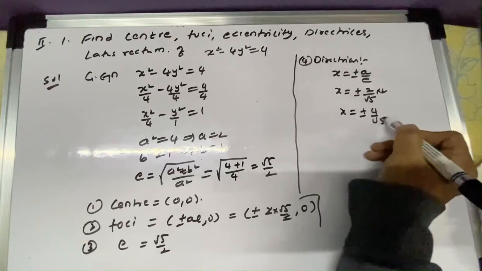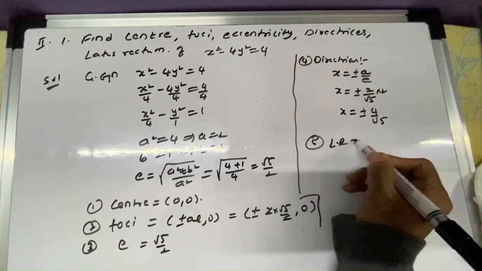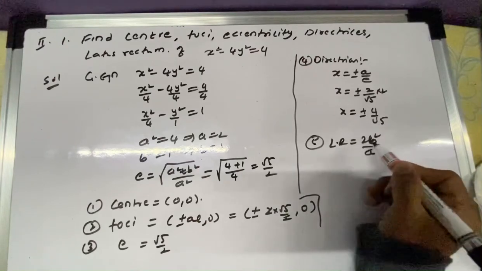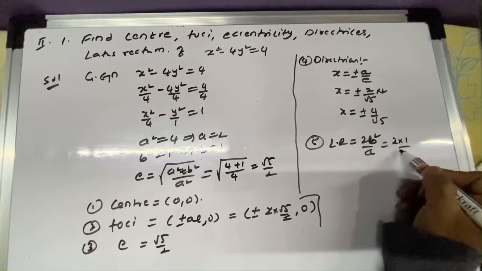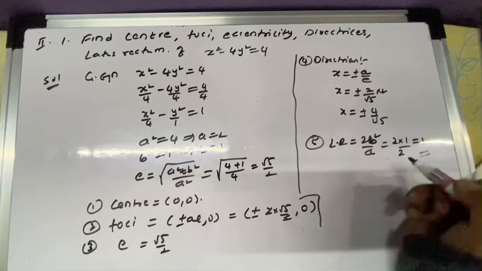x equals to plus or minus 4 by root 5, whereas latus rectum equals to 2b square by a, because we don't find minus 1 on the right side. 2 into b square is 1 by a is 2, 2 cancelled, 1 unit is the answer.